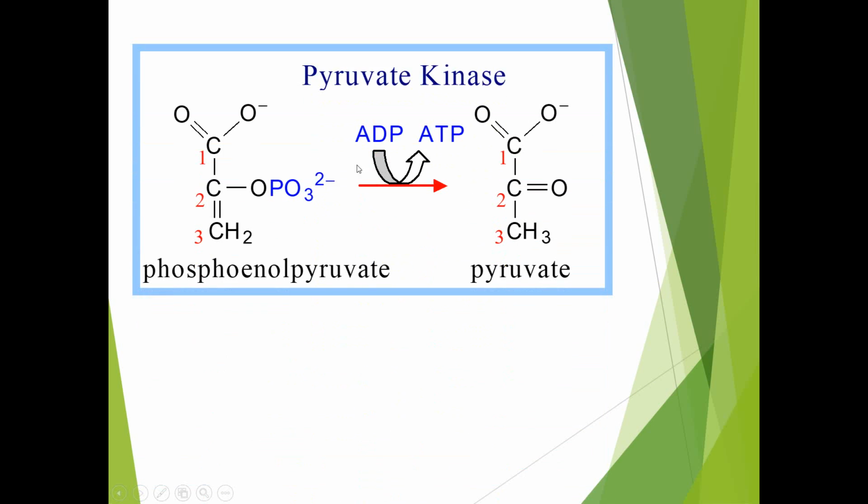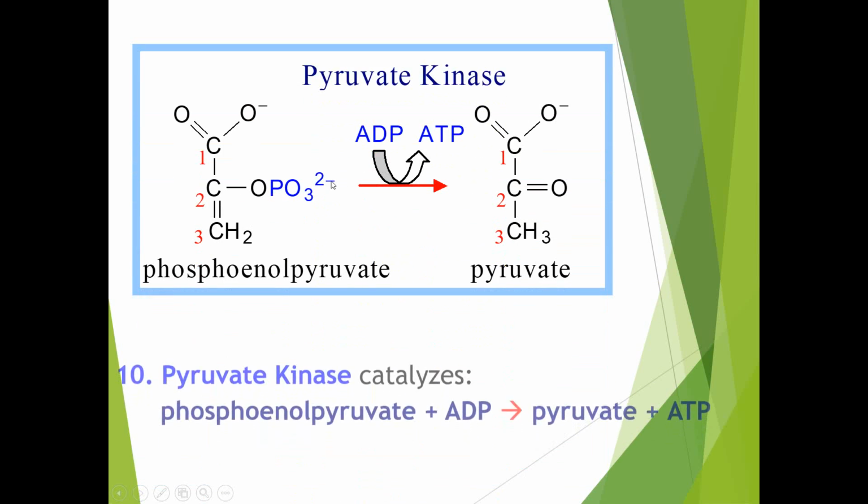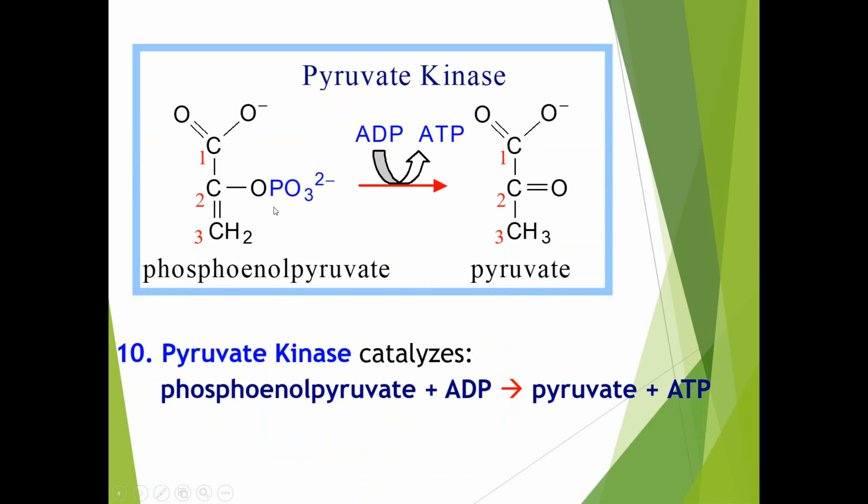Next we will proceed to the 10th step of glycolysis, that is conversion of this phosphoenol pyruvate into the pyruvate molecule. For this conversion a dephosphorylation reaction takes place. The phosphorus gets cleaved and accepted by the adenosine diphosphate, and this adenosine diphosphate gets converted into the adenosine triphosphate molecule, and here there is formation of pyruvate molecule. So this is the last step of glycolysis.